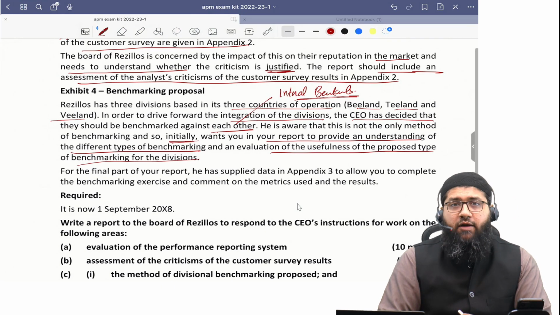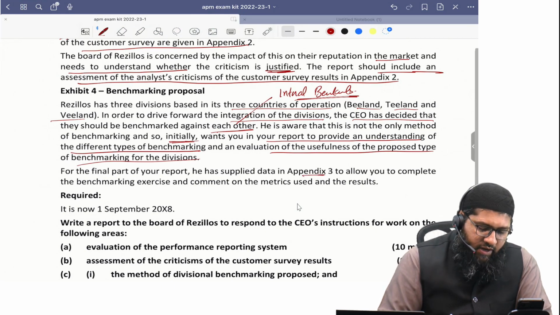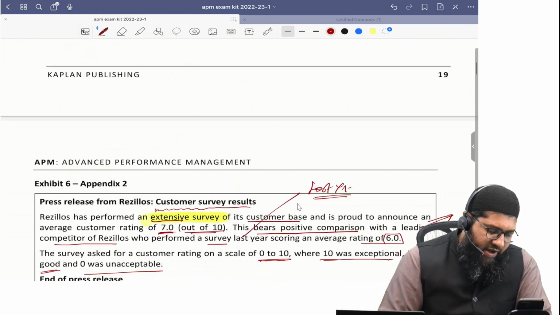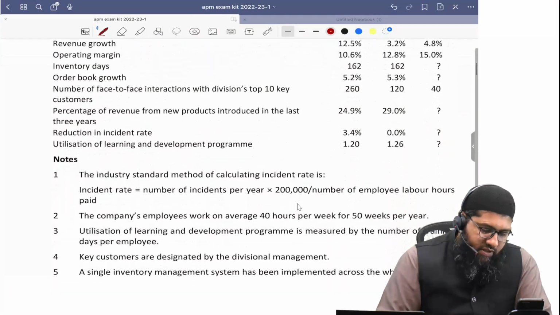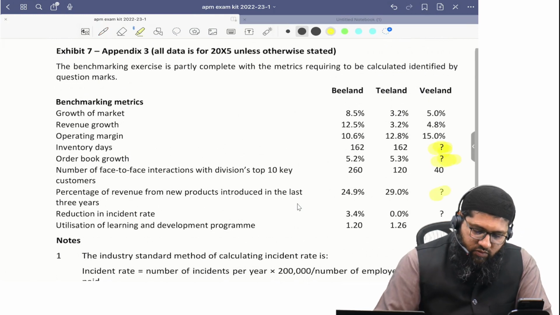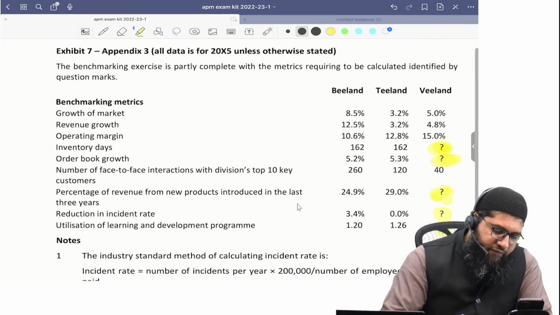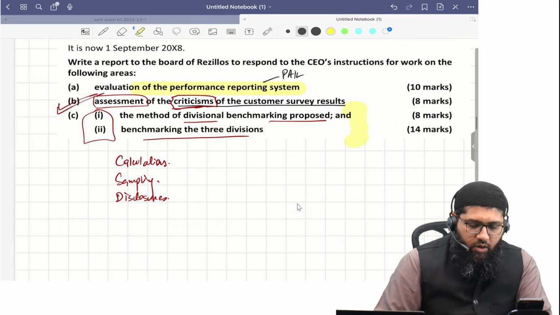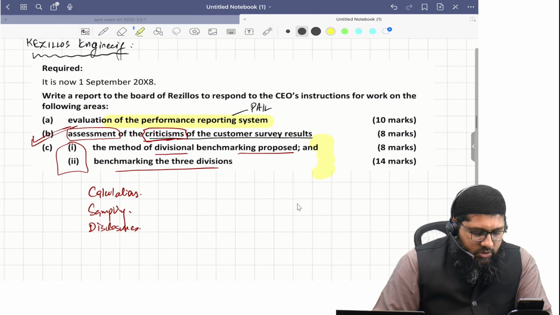For the final part of your report, he has supplied data in a table to allow you to complete the benchmarking exercise and comment on the metrics used and the results. So as given this, there are certain question marks that need to be filled up. These are the question marks that need to be filled up, right? Okay.